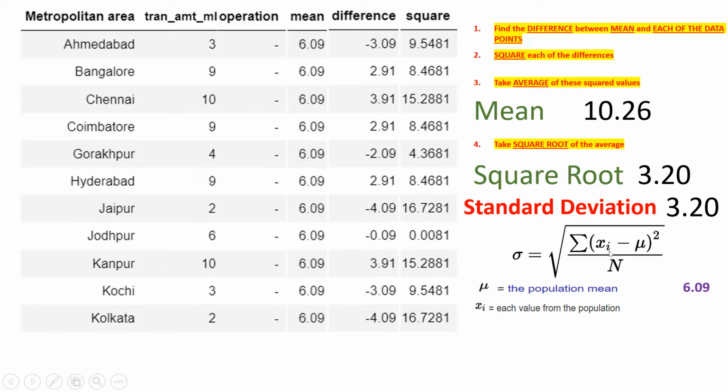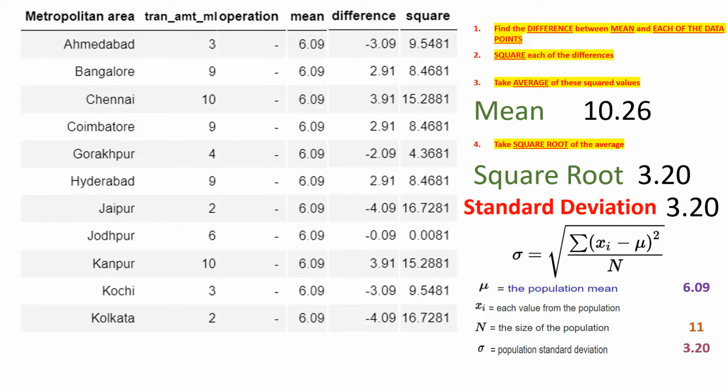If you see in this formula, we are trying to subtract the mean from each of the data points, and then it comes n. For us, n was 11, meaning how many cities there were, how many data points there were. There were 11 data points, right? And this is called the population standard deviation. The standard deviation which we got is 3.20. This is usually called sigma, and you can also call it delta.